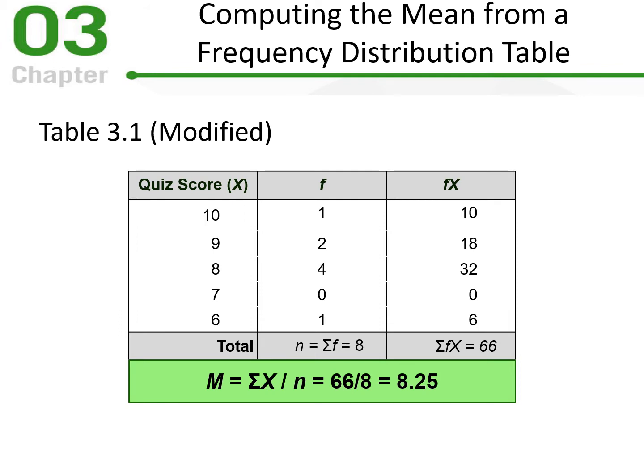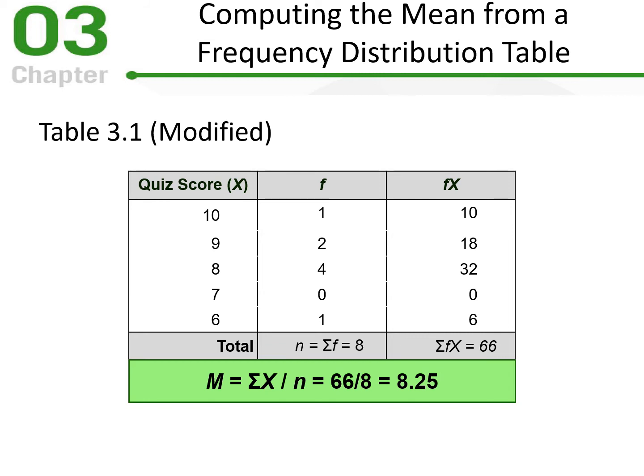If you have a frequency distribution like we talked about in chapter 2, here's how you would actually compute the mean from a frequency distribution. You would take the frequency of each score, which is under the F column. You'd multiply that frequency by the actual value of the score, and that would give you the Fx column. So 1 times 10 gives you 10. 2 times 9 gives you 18. 4 times 8 gives you 32.